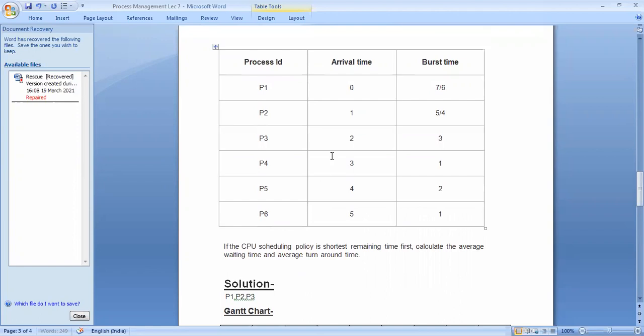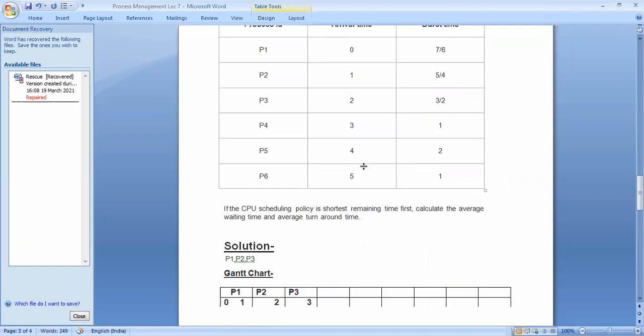Again we'll check. After 3 milliseconds, that means when arrival time is 3, within the ready queue the P4 process is also ready. Now which process will execute next? P4, yes, because its burst time is less. Here the burst time is 4. Now again we'll check which process will execute. So this process is complete. Done.